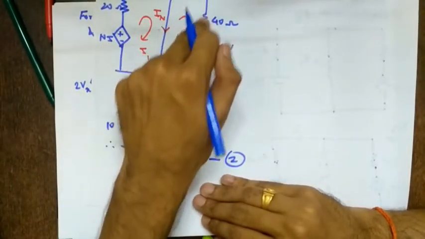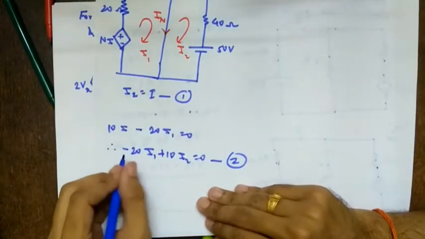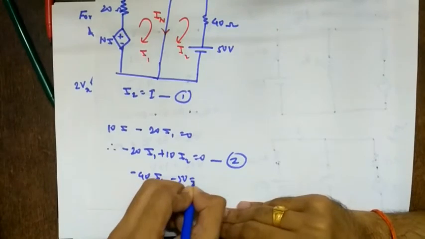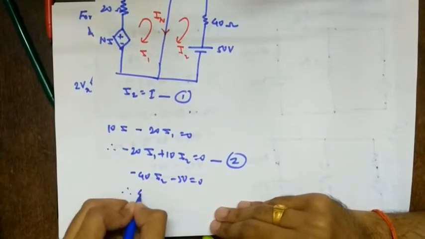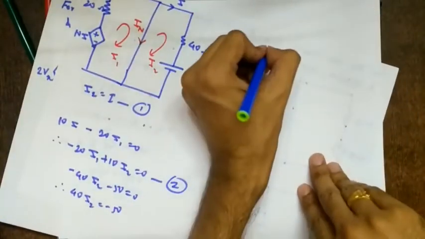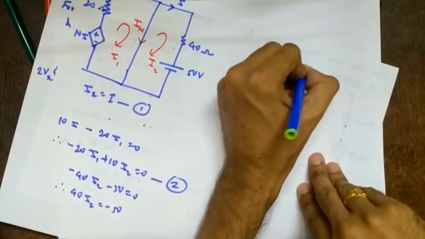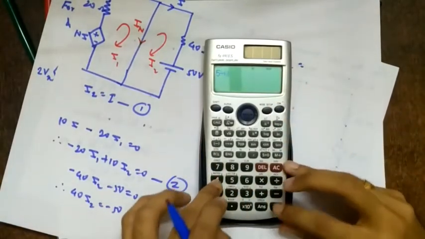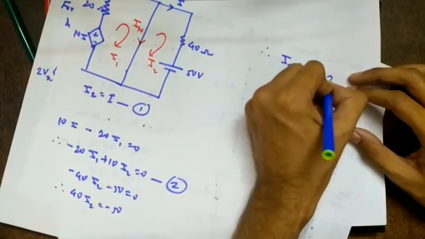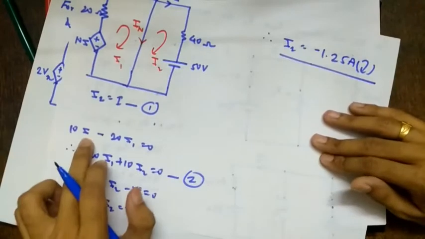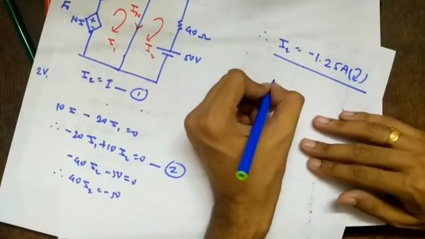Then this loop. So minus 40I2 minus 50 equal to 0. So therefore 40I2 equals minus 50. So therefore I2 equals minus 5 by 4. I think it is 1.25, 5 divided by 4. So 1.25, it is minus. So minus 1.25 amperes in the clockwise direction. Here we have taken I2 in the clockwise direction only.